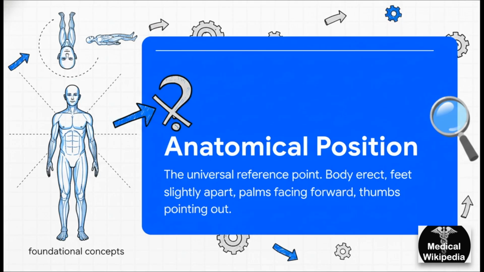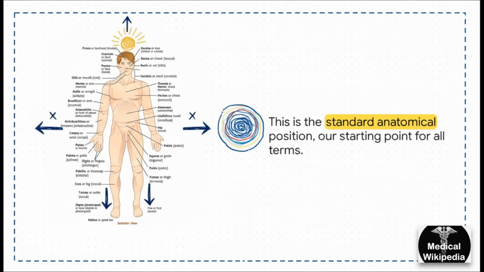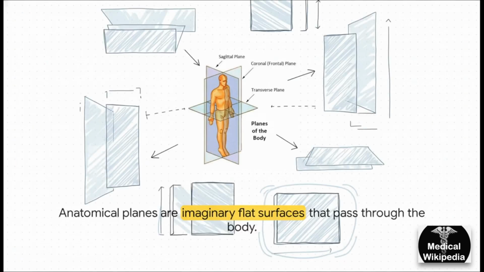Because it doesn't matter how a patient is actually positioned, lying down, sitting, whatever. In the language of anatomy, we always describe them from this one neutral stance. It just wipes out all the confusion. Go ahead and burn this image into your brain. Standing straight up, facing forward, arms at the side. And here's the key detail, palms facing forward. Now, why does that little detail matter so much? Because every single directional term we use, superior for up, inferior for down, anterior for front, it's all based on this exact starting point.